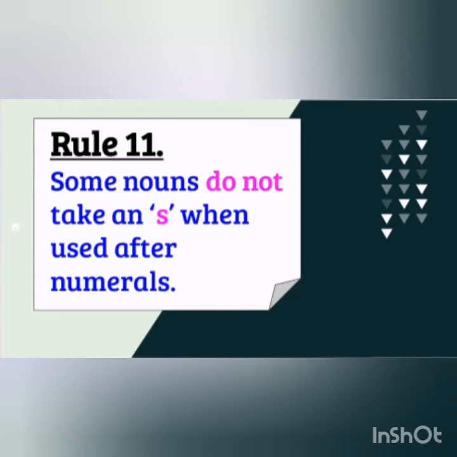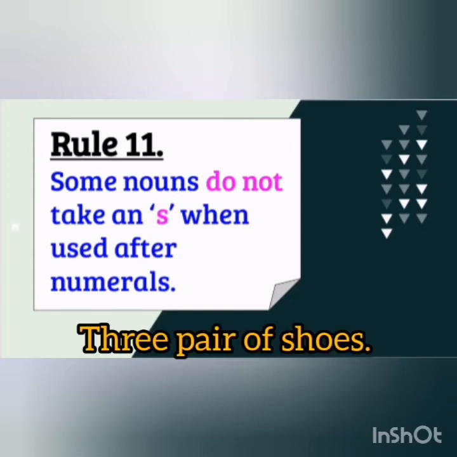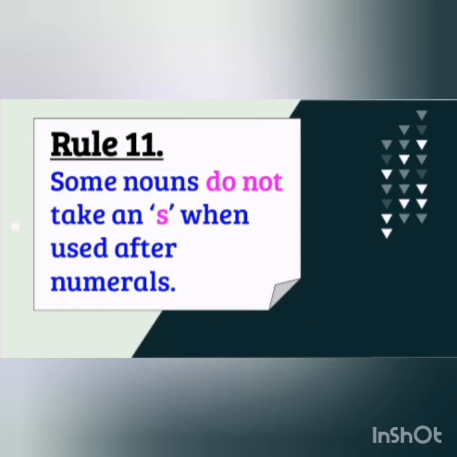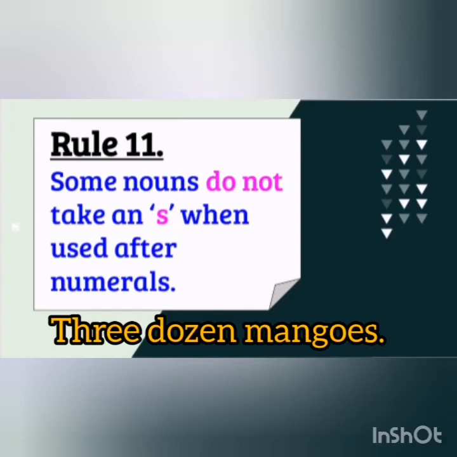There are some nouns that do not take an s when used after numerals. For example, pair. Like we say pair of shoes, so we are not using s with the noun. Like for example 3 pair of shoes. The shoes we have put s, but with pair we are not putting s at all. It will be 3 pair of shoes. Yes, 3 dozen mangoes. Here dozen also will not be dozens, it will be dozen only.